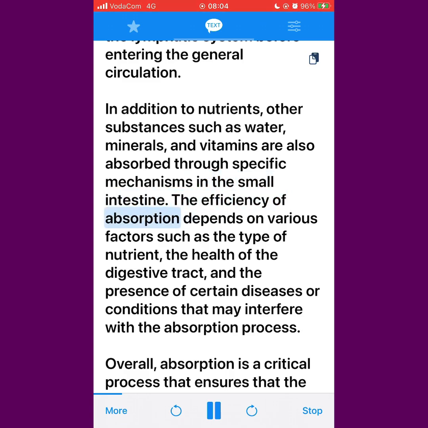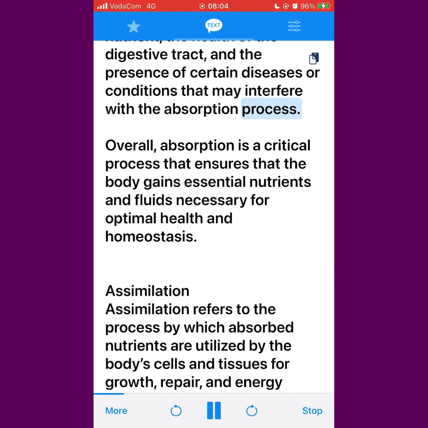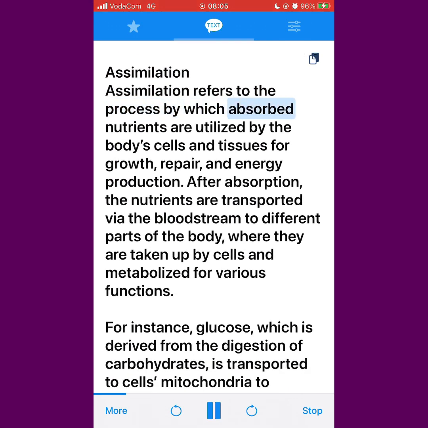The efficiency of absorption depends on various factors such as the type of nutrient, the health of the digestive tract, and the presence of certain diseases or conditions that may interfere with the absorption process. Overall, absorption is a critical process that ensures that the body gains essential nutrients and fluids necessary for optimal health and homeostasis. Assimilation.